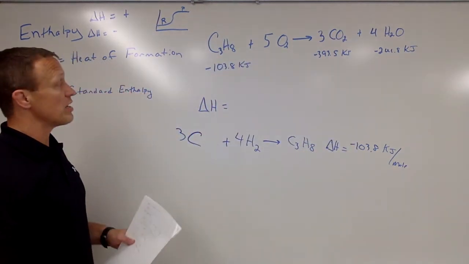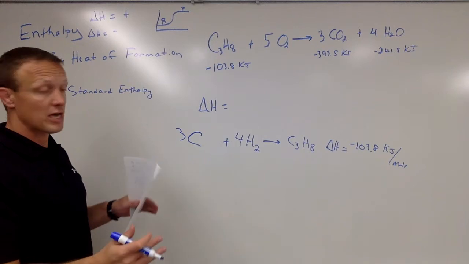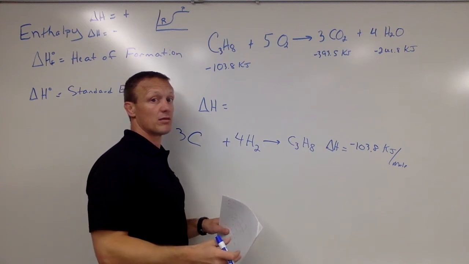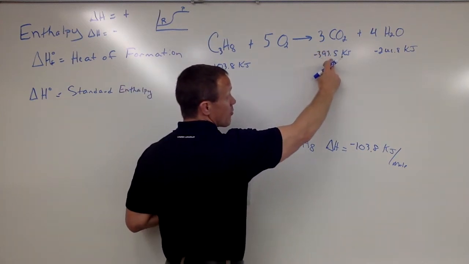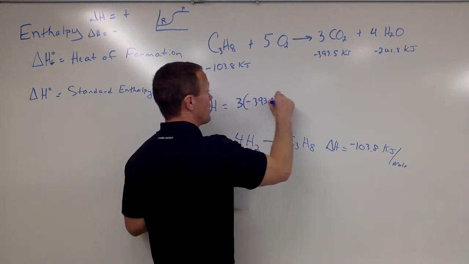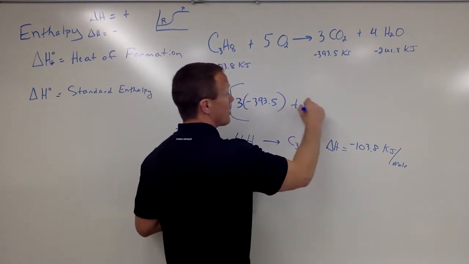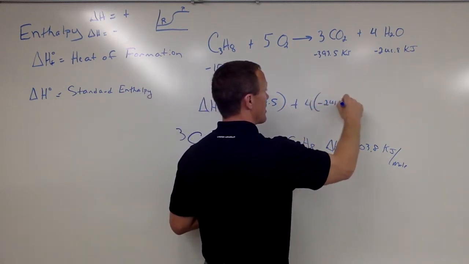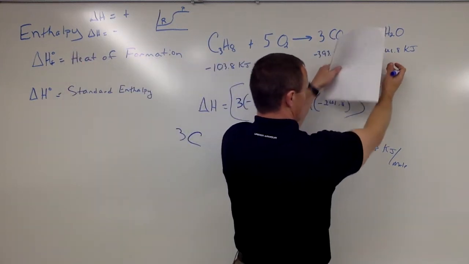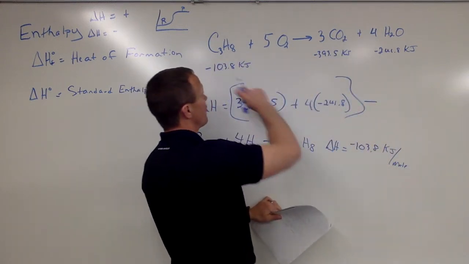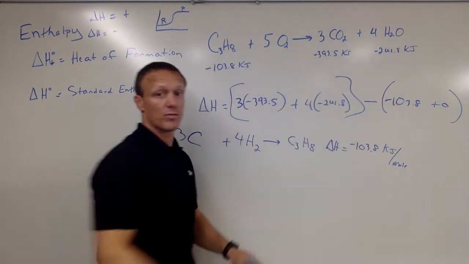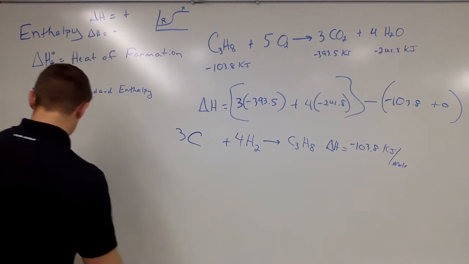So remember, if we know the heat of formation for each of those compounds, we can do the sum of the products minus the sum of the reactants. So remember, this is per mole of carbon dioxide, so I have to do 3 times negative 393.5 plus 4 times negative 241.8. That's the change in enthalpy of the products minus negative 103.8 plus 0, because that's a 0, so don't worry about that. So that'll give you the overall delta H for that reaction.